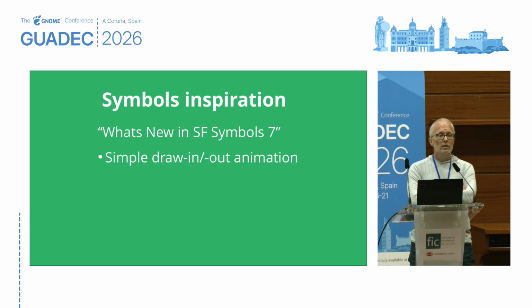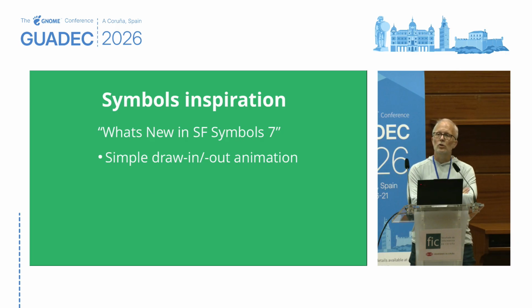And I thought, this looks like things that our symbolic icons could maybe do as well. But I want to step through the 3 features that caught my eye in this presentation. The first one is simple draw in and draw out animations. If you don't know what that term means, basically you draw a path as you would with a pencil on a piece of paper. You start at one end and then you follow the path until you get to the other end, and you get a little animation that way.